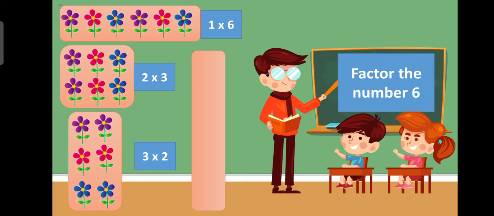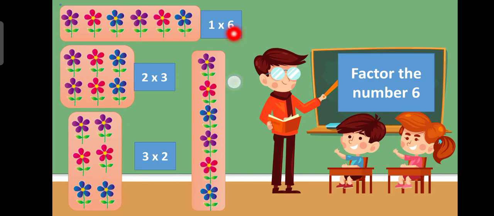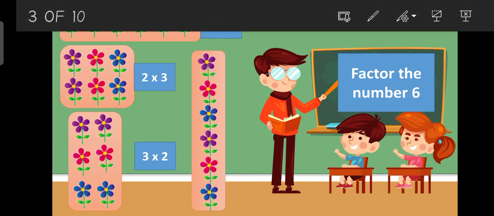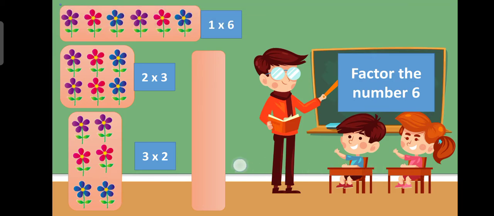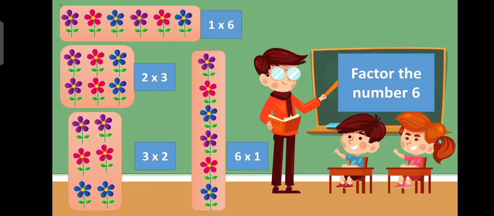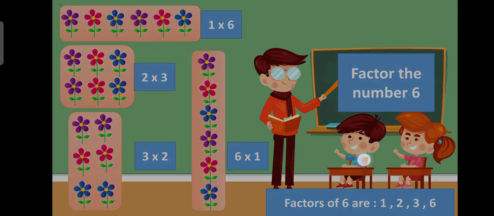And we can arrange them in another way. We have 1, 2, 3, 4, 5, 6. We have 6 rows. In each row, 1 column. So it will be 6 by 1. So the factors of 6 will be 1, 2, 3, and 6.